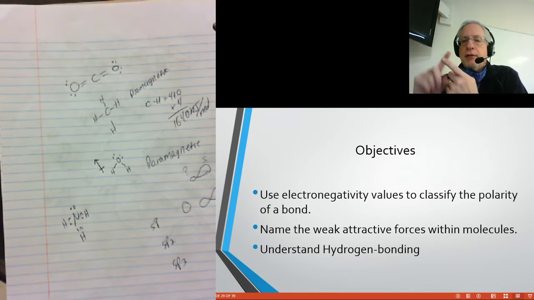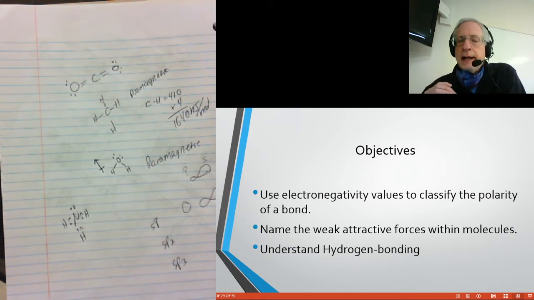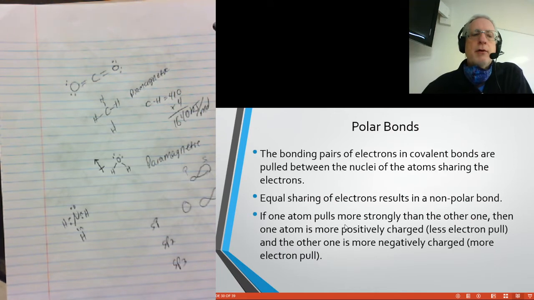I've already told you can have single covalent, double covalent, triple covalent, a coordinate covalent, where one atom gives both of the electrons. But within those bonds, you can also have subcategories of polarity of bond as well. All right, and then we're going to talk a little bit about weak attractive forces. So first, let's talk about polarity of bonds.